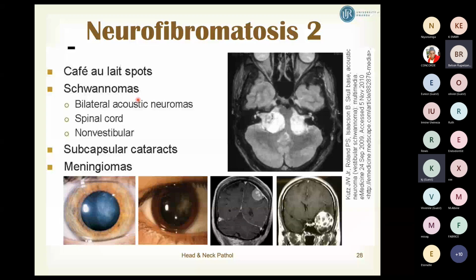They are frequent. We see them frequently. This can arise from the acoustic nerves, or around the spinal cord. The spinal cord has more nerves which end up going to the legs and elsewhere.